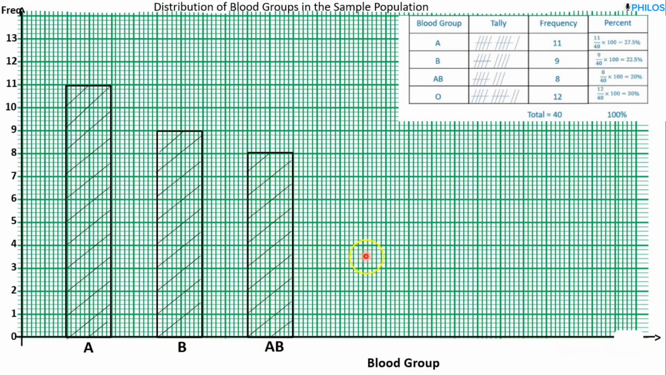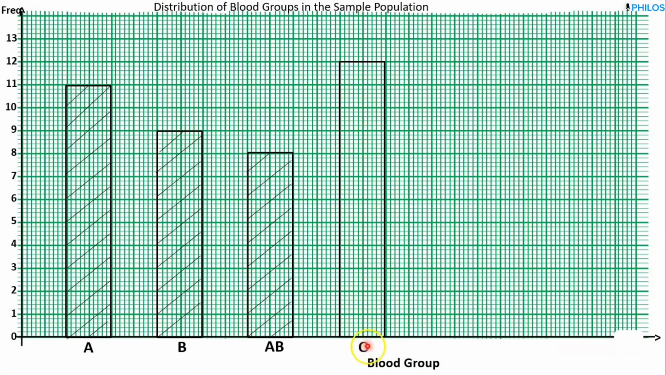Then we leave these 2 and then do that for blood group O. Now the frequency of blood group O is 12. Okay. So let's draw the box up to 12. You see that? So we write O here. Then we shade inside also. So that's how to draw bar charts or column charts.